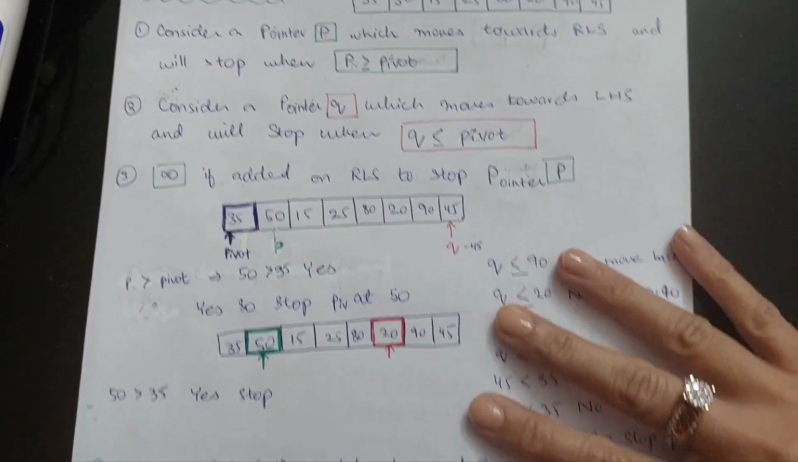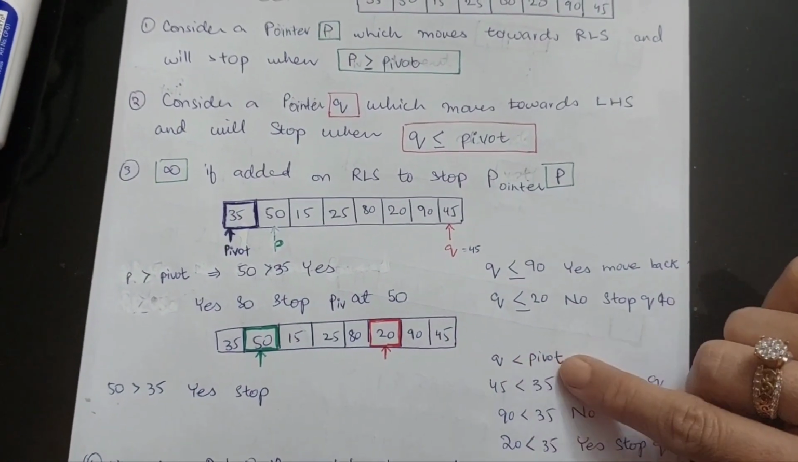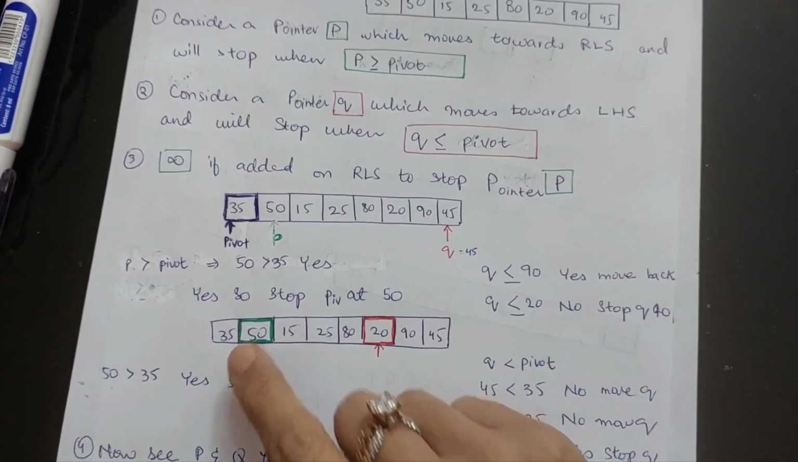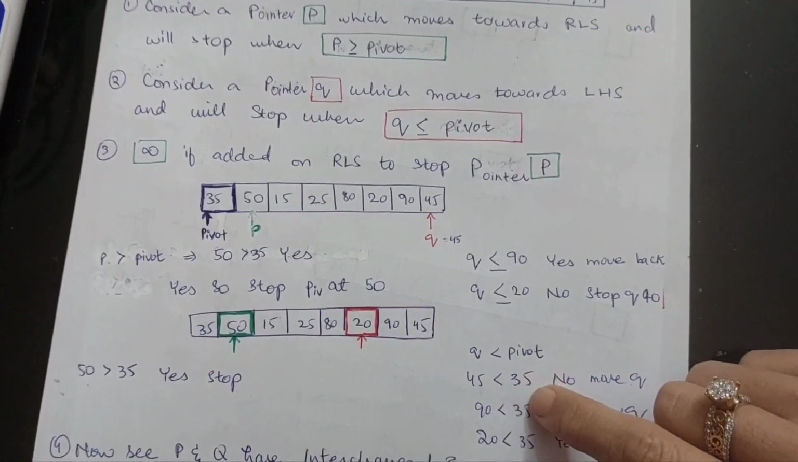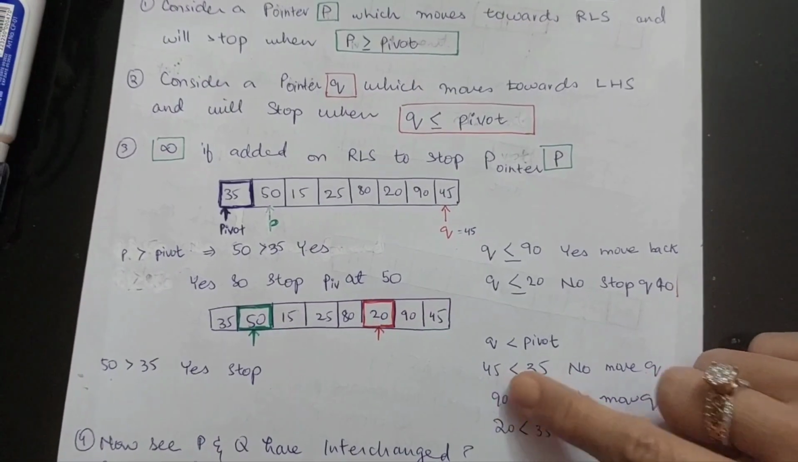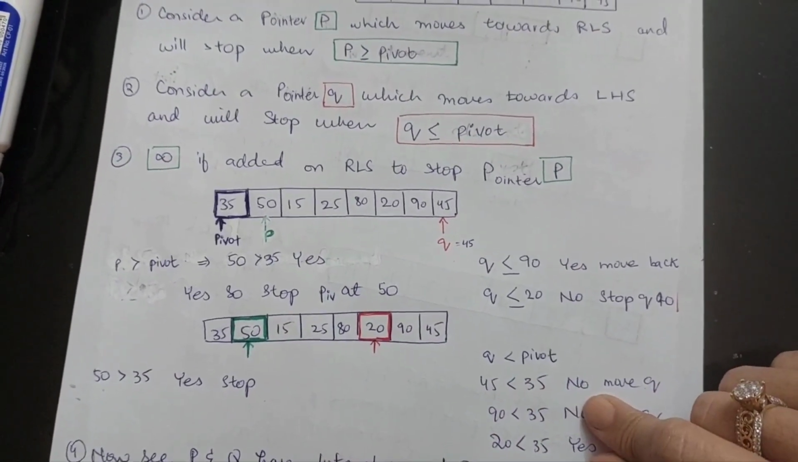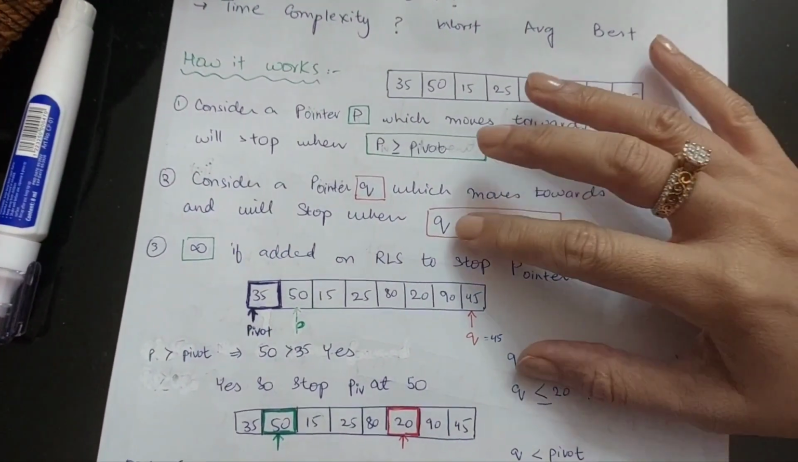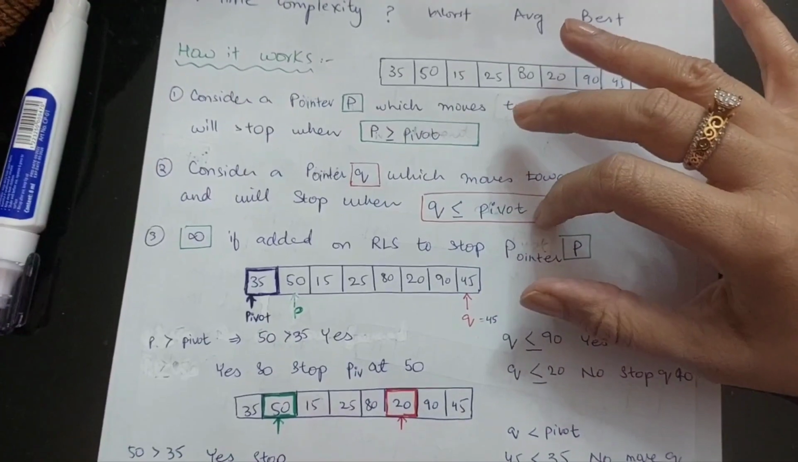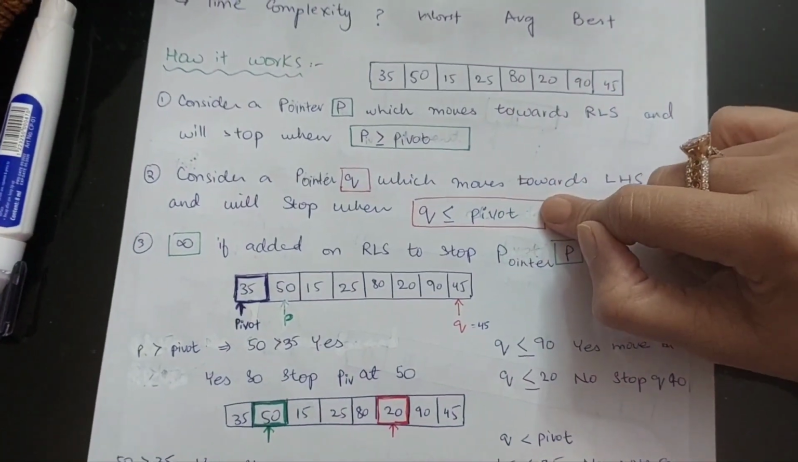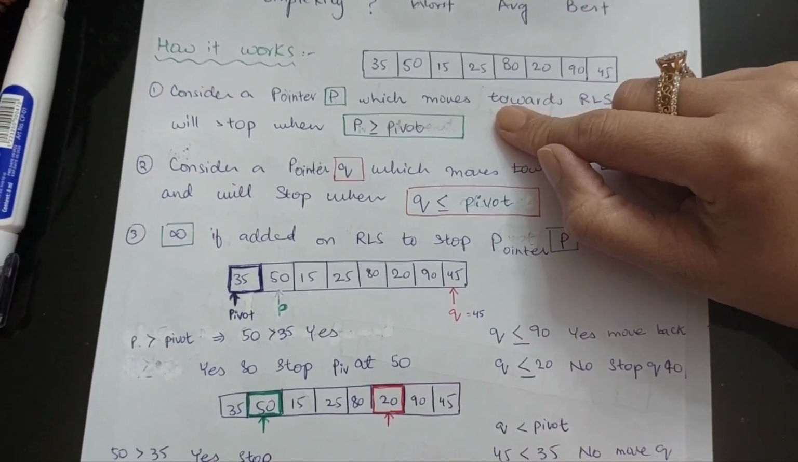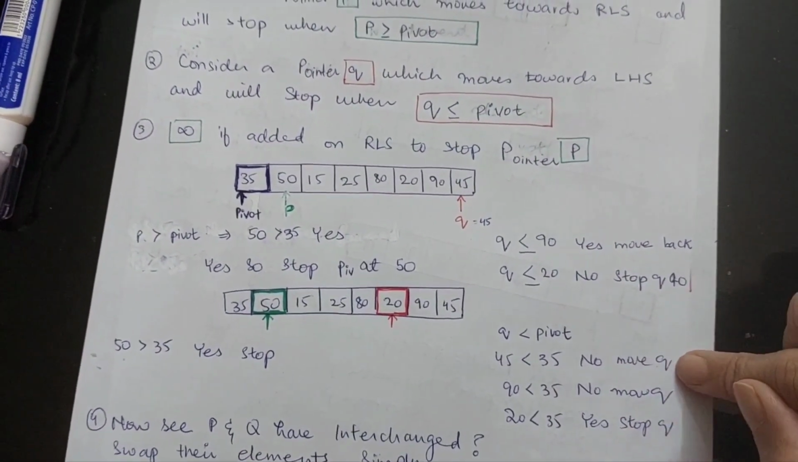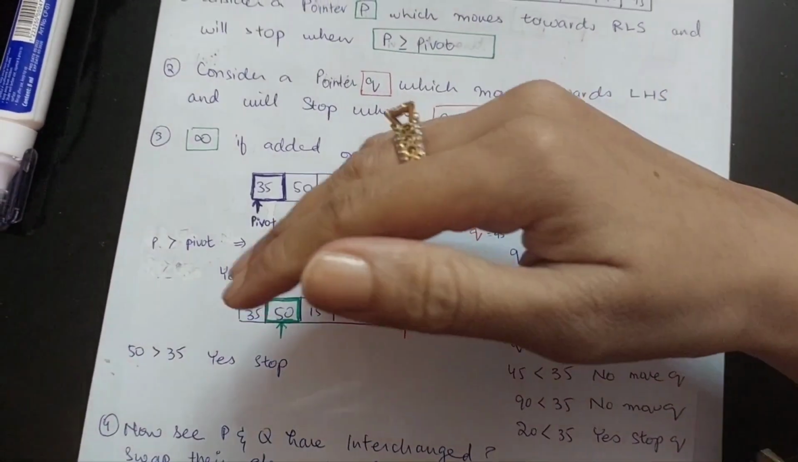Look at this point, is q smaller than pivot? So what is q? Q is 45, and what was pivot? Pivot was 35. So yes, is 45 smaller than 35? No. So this second condition is not holding true, because this condition was saying that when q becomes smaller than pivot, then you had to stop it. This is the stopping condition for q, and this is the stopping condition for p. So 45 is smaller than 35, no.